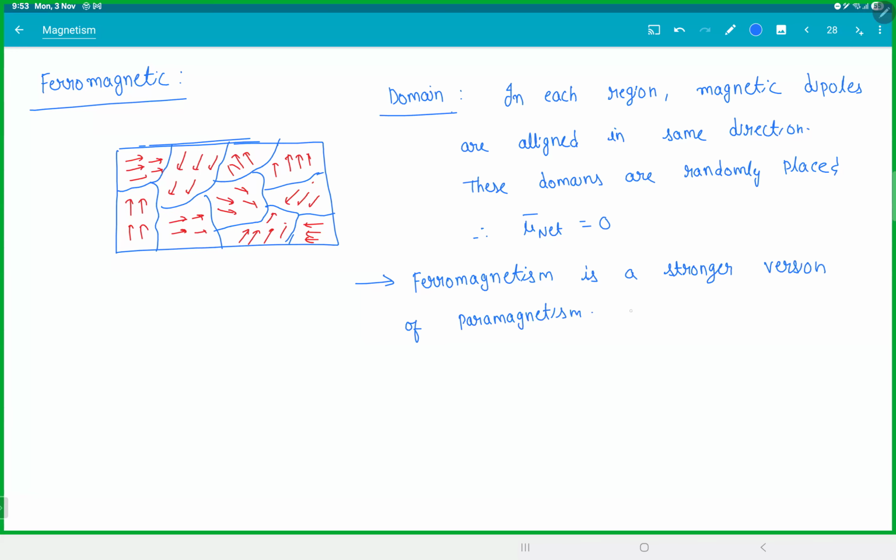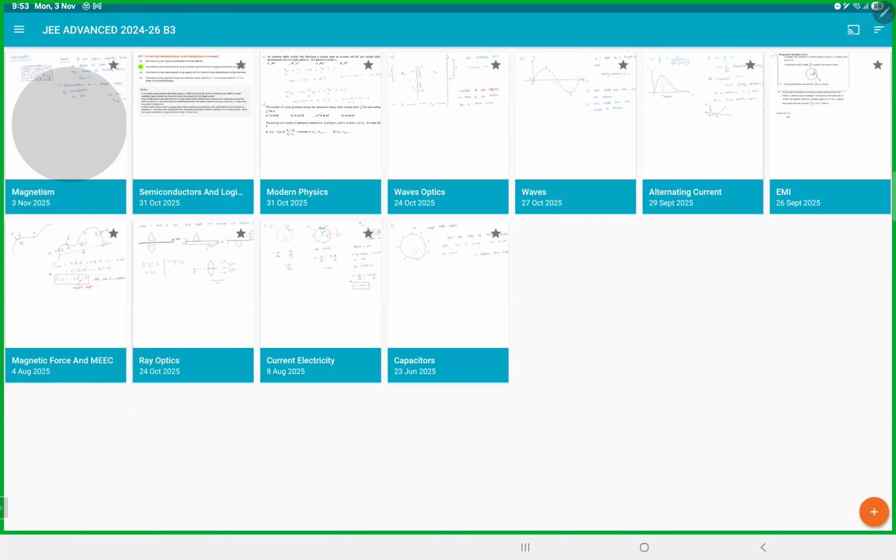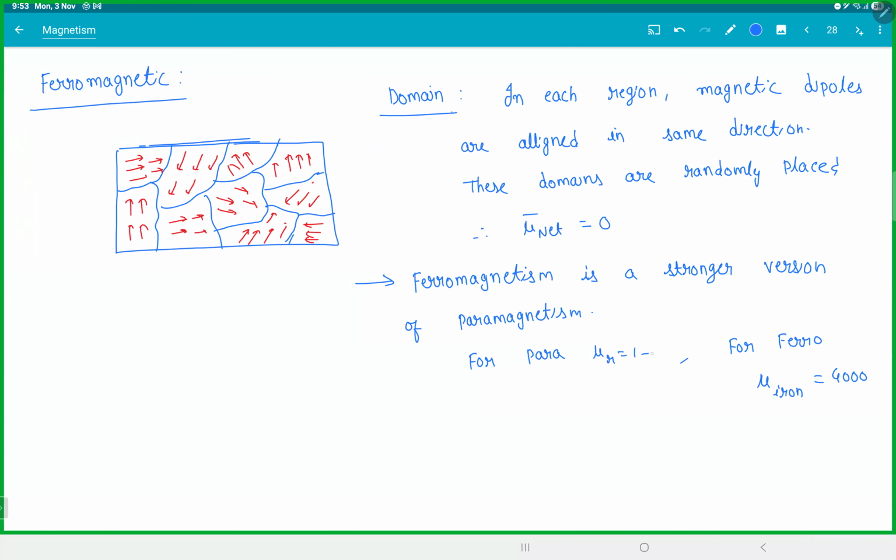If you look at para, mu r will be, let's say, 3 or 4. For ferro, if you look at mu r, it's 4,000. Getting it? For para this will be single digits, something like 3, 4, 5, in that range. I'll not write that exactly because it can be 10, 15 also. But for ferro this will be huge. Mu r will be much, much greater than 1.